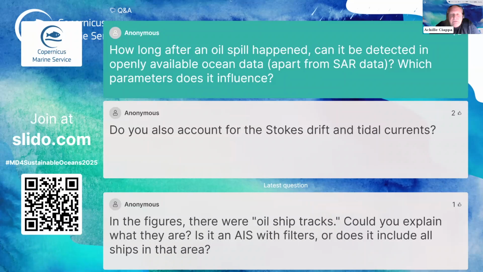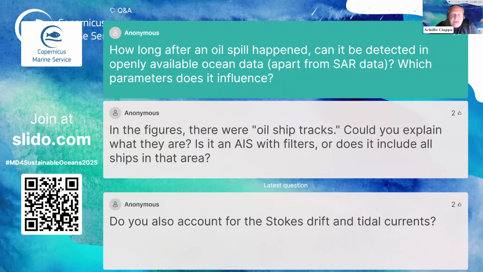Oil spills can also be detected by other satellite data, but I can say that the main tool is our satellite, and SAR data are surely the best. Now, without entering into details on satellite detection of a spill, which parameters does it influence? Oh, obviously, danger.